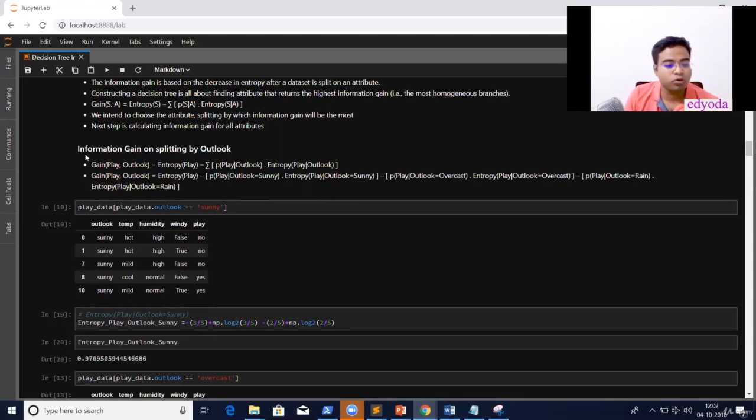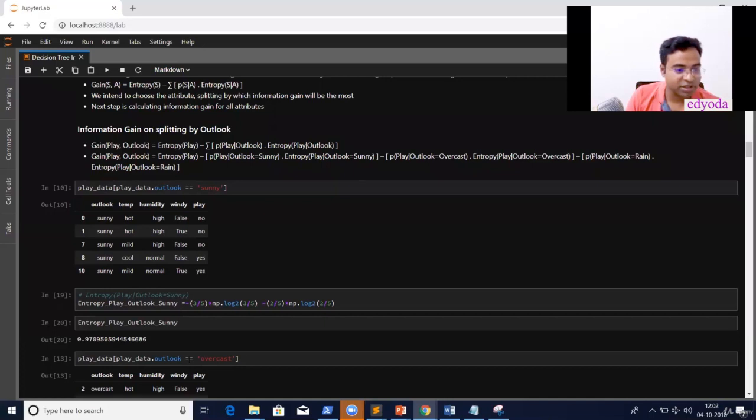Let's try to do the math of how to generate this decision tree. First is the gain when you split by outlook. This is the entropy of the entire dataset, and this is what the gain formula is. For each attribute, we have sunny, overcast and rainy. There are three attributes. So for all of these, we have to calculate the probability of that particular event and the entropy of play when it is sunny, entropy of play when it is overcast, entropy of play when it is rainy. This is what we have to figure out. First we have to get the data which is sunny, and that's what we did here.